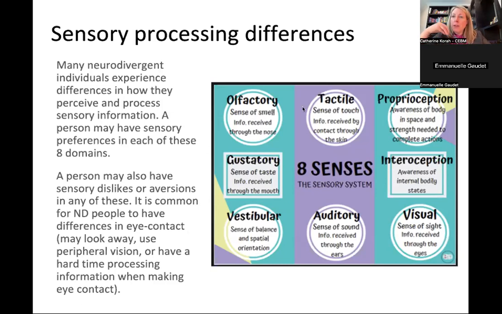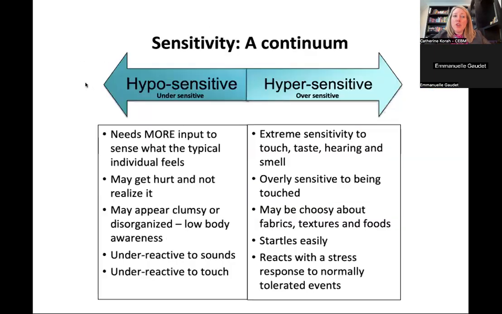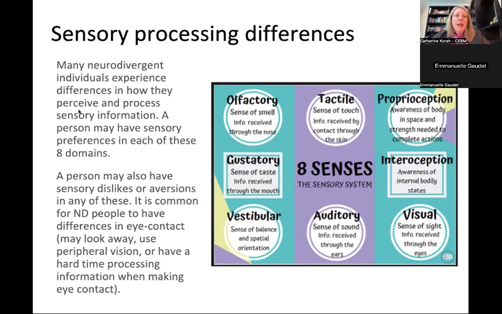There are differences between neurotypical and neurodiverse individuals. Many neurodivergent individuals experience differences in how they perceive and process sensory information. A person may have preferences in each of these 8 domains, and a person may also have sensory dislikes or aversions in any of these 8 senses.